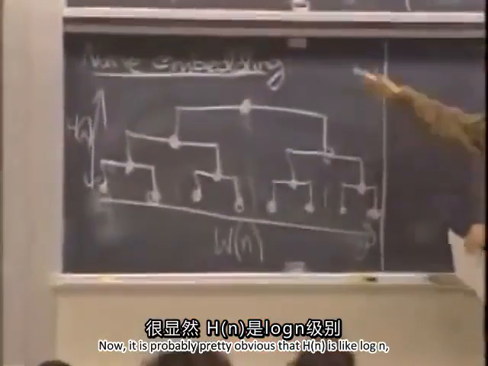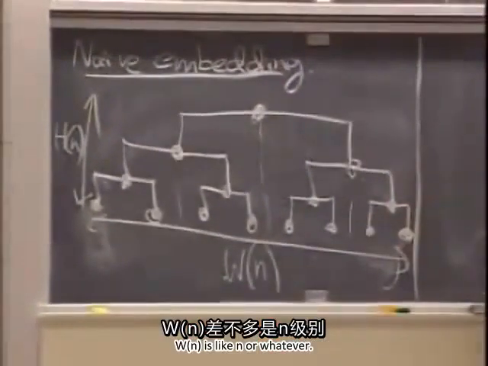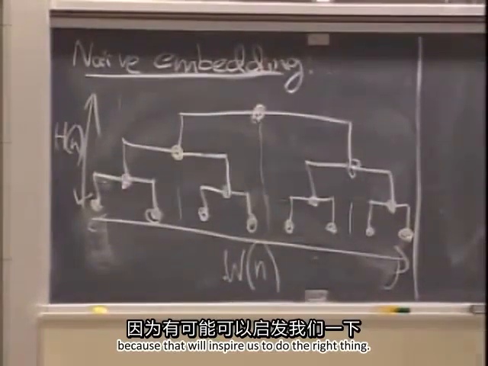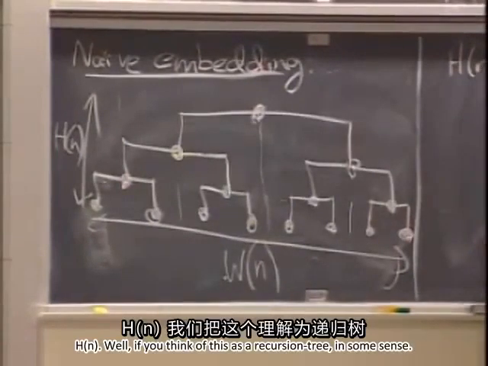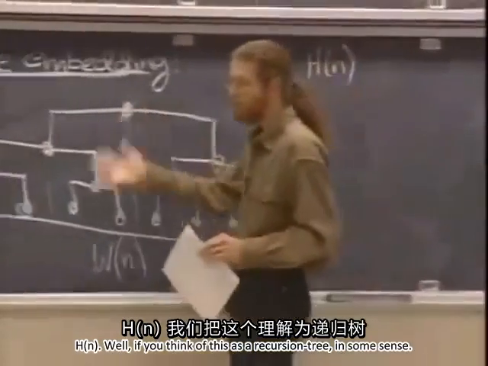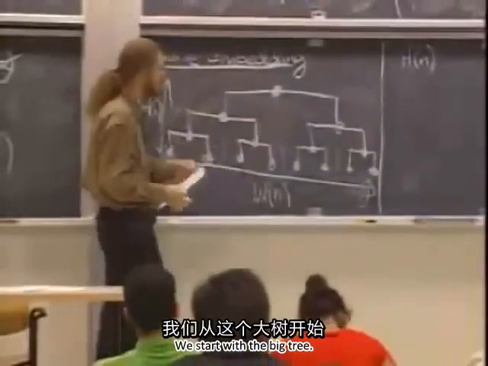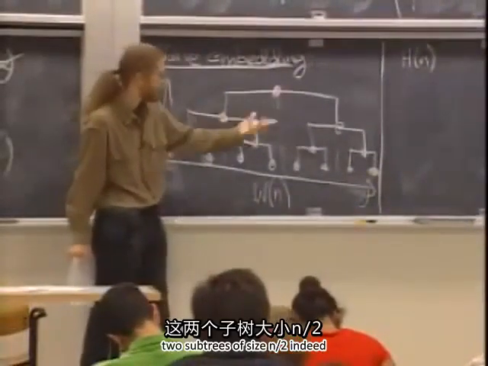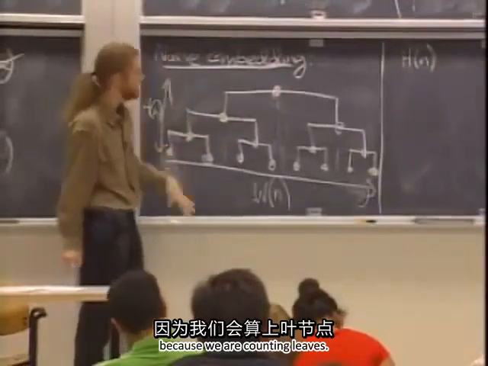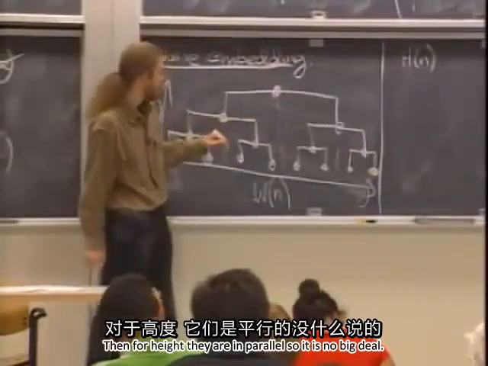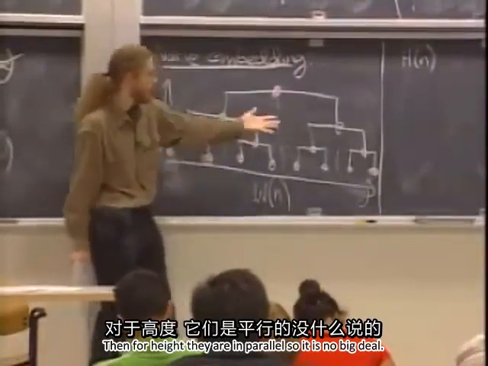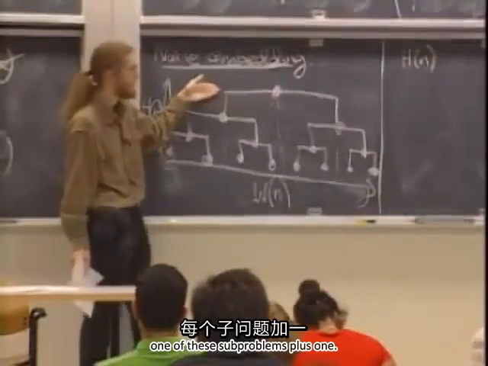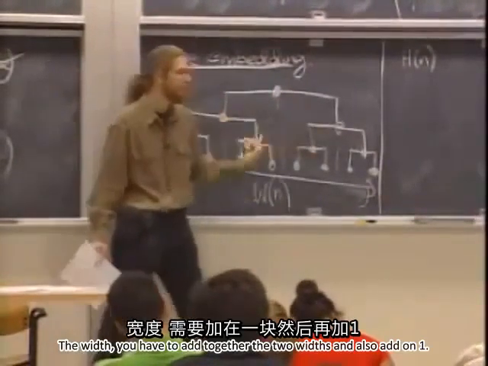Now it's probably pretty obvious h of n is like log n, w of n is like n, 2n, whatever. But I want to write it as a recurrence because that will inspire us to do the right thing. So h of n, well, if you think of this as a recursion tree in some sense, we start with the big tree, we split it into 2 halves, 2 subtrees of size n over 2 indeed, because we're counting leaves. So it's exactly n over 2 on each side. Then for heights, they are in parallel, so it's no big deal. The height is just the height of one of these subproblems plus 1. The width, you have to add together the two widths and also add on 1.